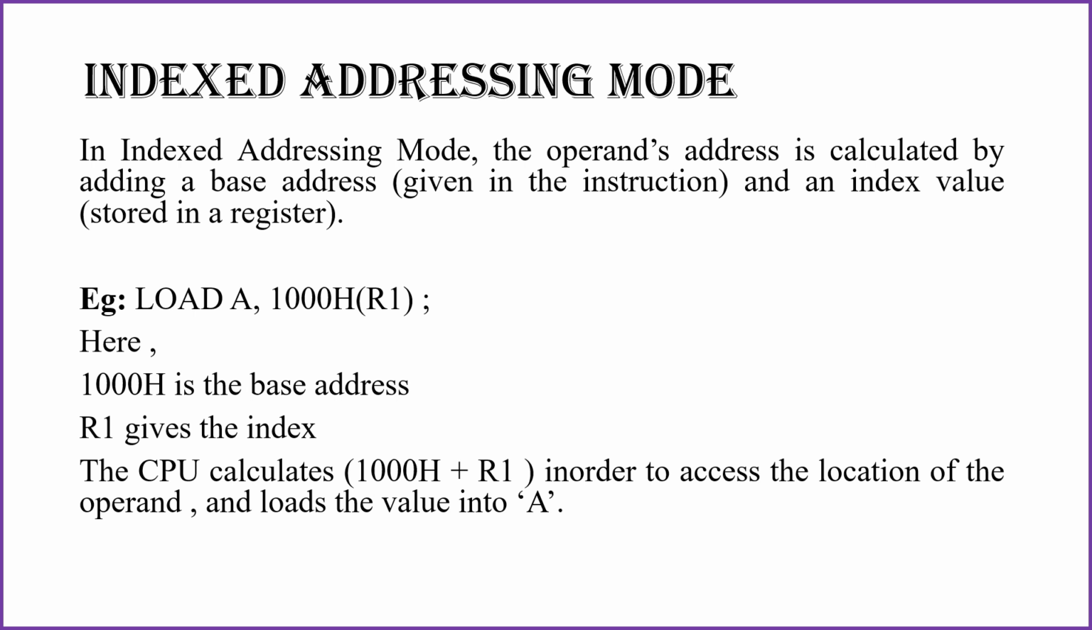Here 1000H is the base address and R1 gives the index. The CPU calculates 1000H plus R1 in order to get the actual memory location of the operand and then loads the value from there into the register A.